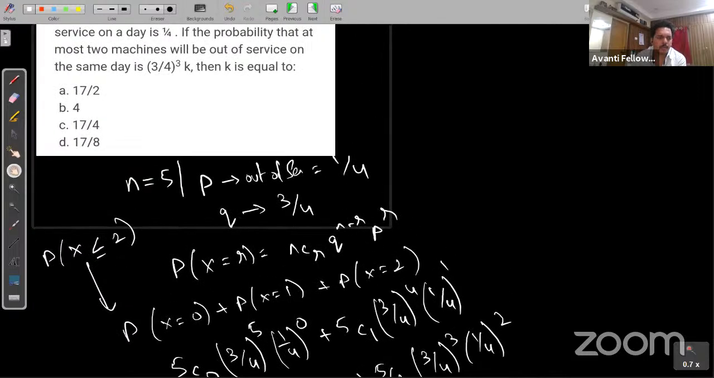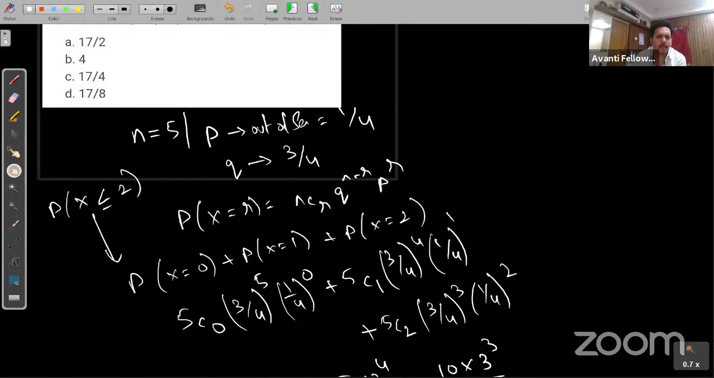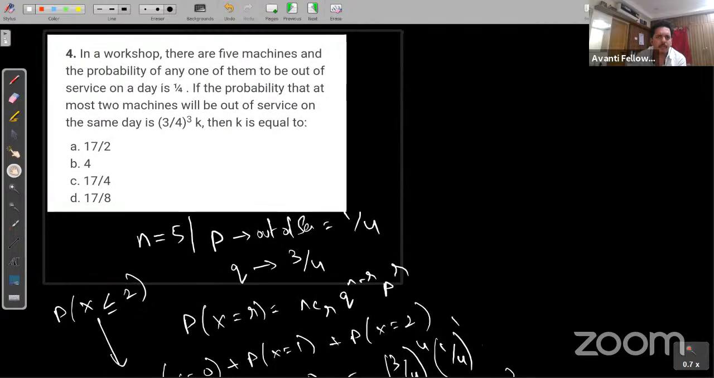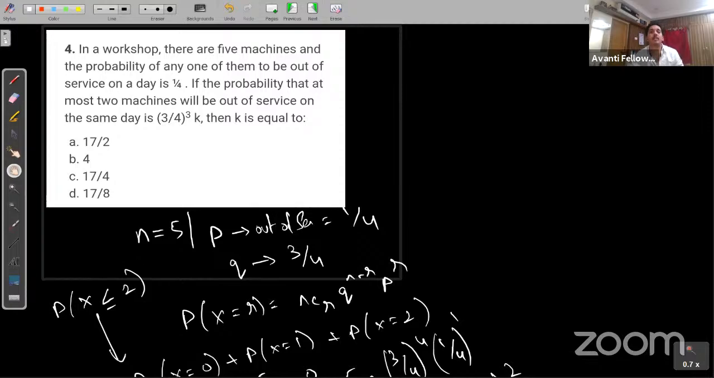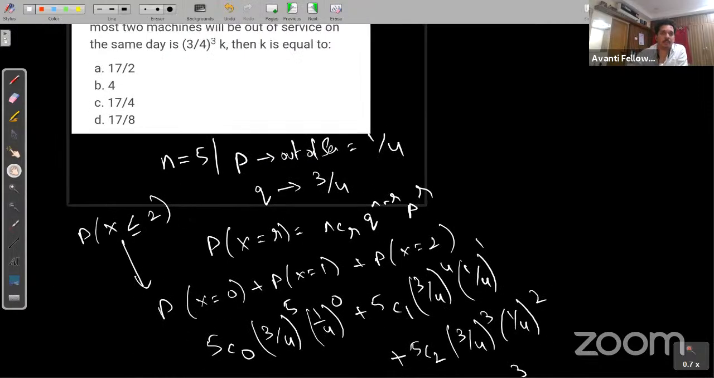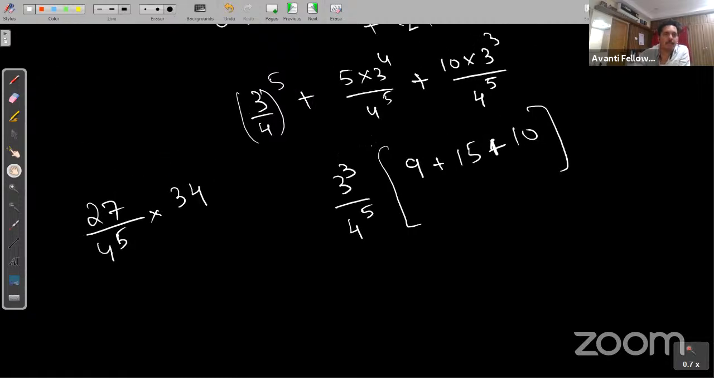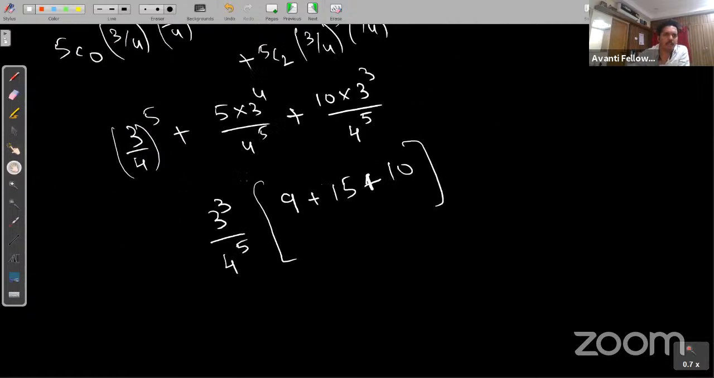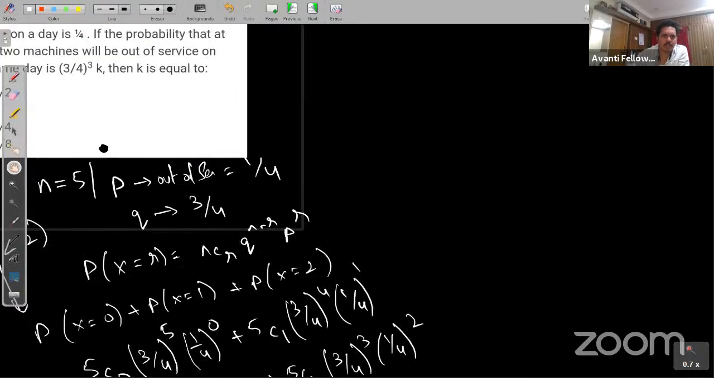At most 2 is asking. P of x is equal to 0 plus 1 plus 2. Oh, sorry. He has given it equal to (3/4)^3 into k. That I had not seen, guys. I thought he was asking the value of this one. This one is equal to (3/4) whole cube into k, right? That is what he has given.